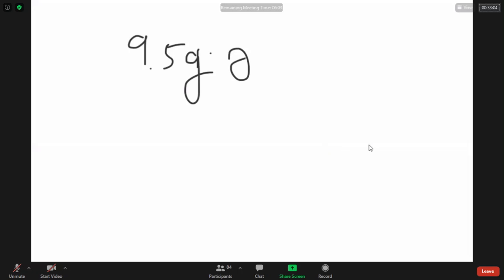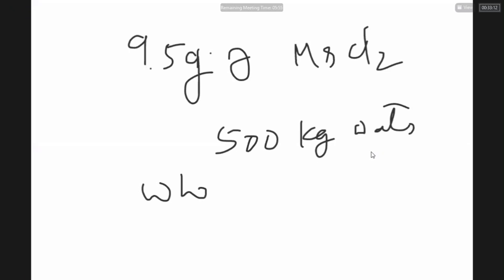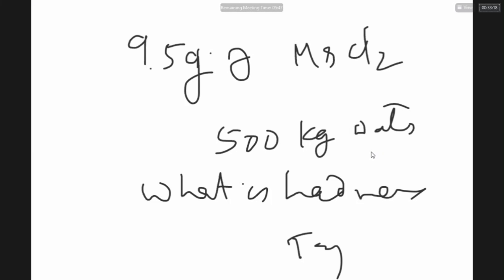I have 9.5 grams of MgCl2 in 500 kgs of water. What is hardness? Try and give me the answer. Please give the answer.